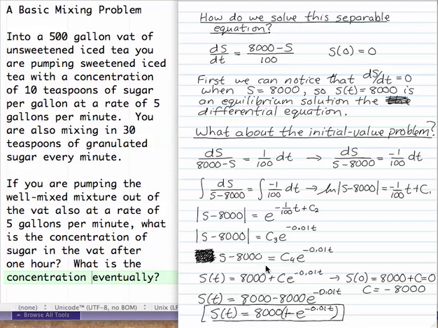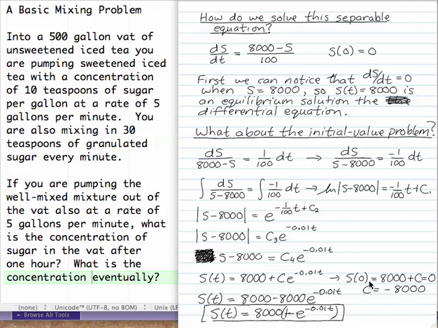And now we add 8,000 to both sides. This is the reason why we picked the minus 1 out at the earlier level. This makes it easy to write s. s is equal to 8,000 plus some constant c times e to the minus 0.01 t. Write 1 one-hundredth as 0.01.